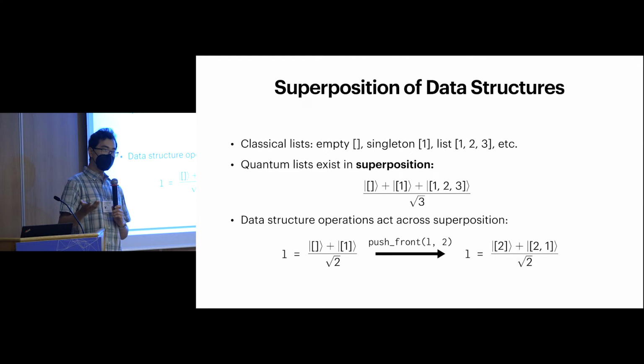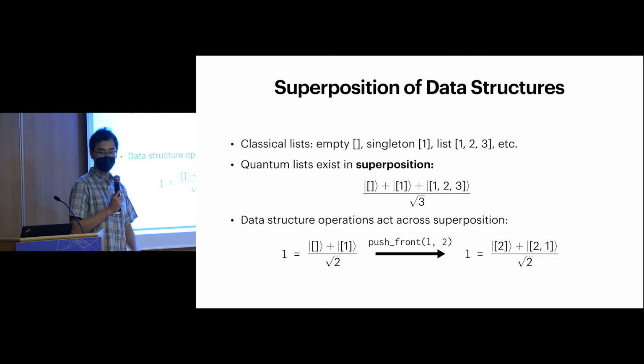So if we generalize the notion of quantum data to quantum data structures, then we can talk about things like lists that exist in superposition. Classical lists would be things like the empty list, or the singleton list containing 1, the list containing 1, 2, 3, things like that. Quantum lists, by analogy, are superpositions of these. So the superposition of the empty list, the list containing 1, and the list containing 1, 2, 3, is a valid quantum list. How do we operate on these quantum lists?